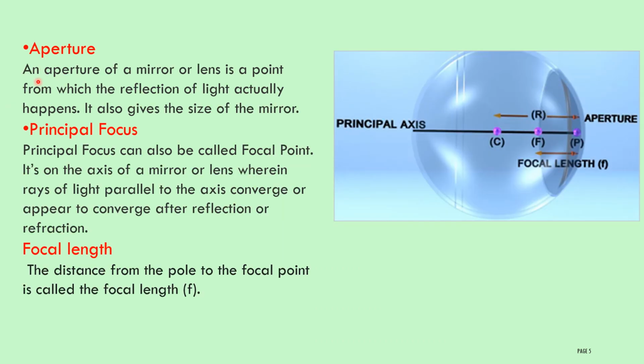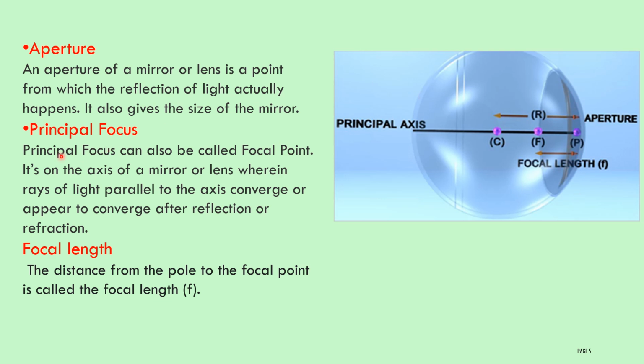An aperture of a mirror or a lens is a point from which the reflection of light actually happens. It also gives the size of the mirror. This part will show the aperture. It is the part where the reflection of light takes place. Then it will decide the size of the mirror.